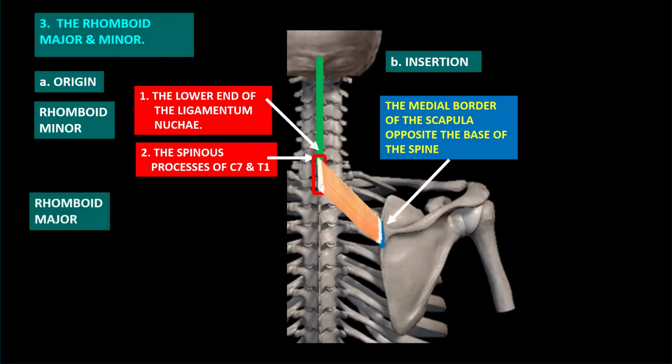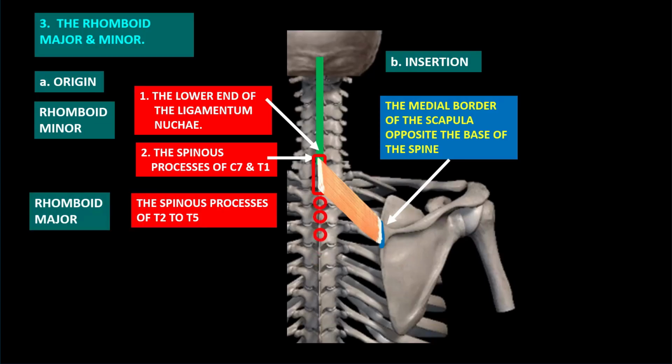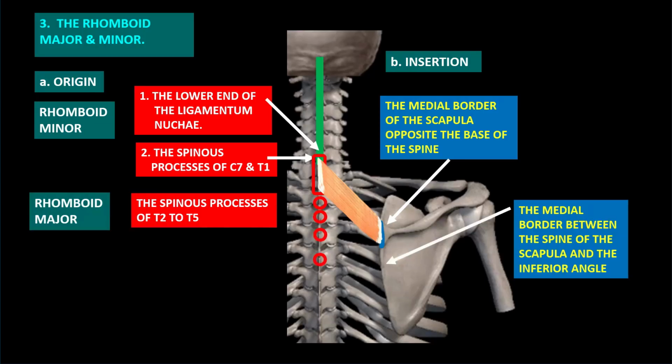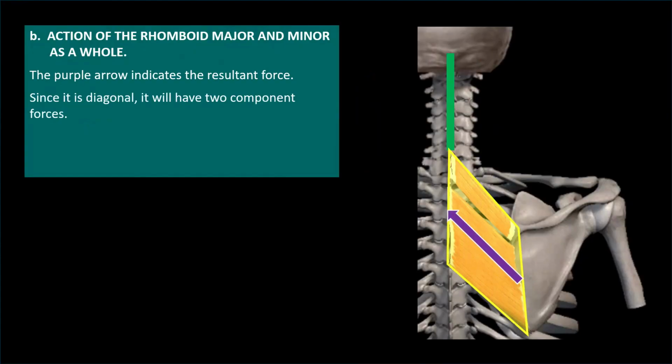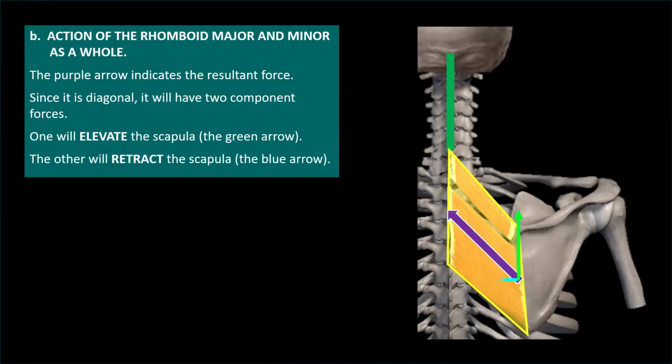Rhomboid major. Origin, the spinous processes of T2 to T5. Insertion, the medial border between the spine of the scapula and the inferior angle. B, action of the rhomboid major and minor as a whole. The purple arrow indicates the resultant force. Since it is diagonal, it will have two component forces. One will elevate the scapula, the green arrow. The other will retract the scapula, the blue arrow.